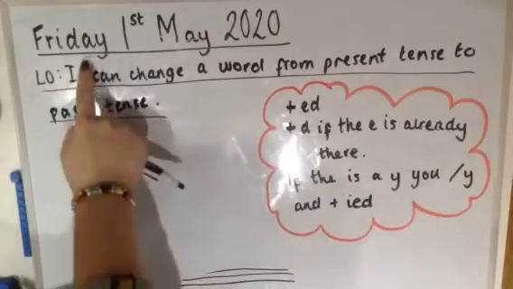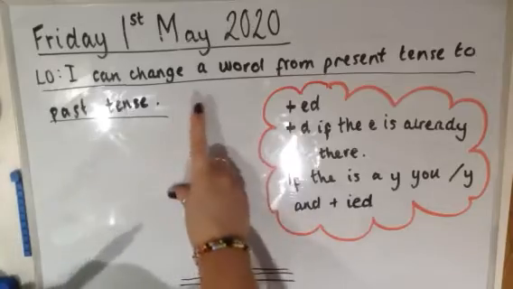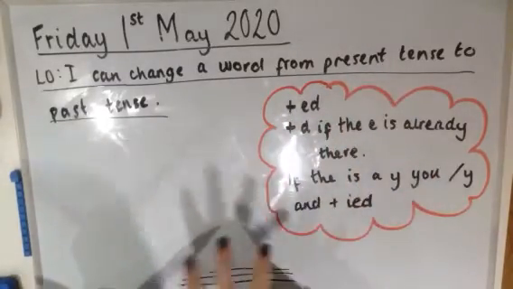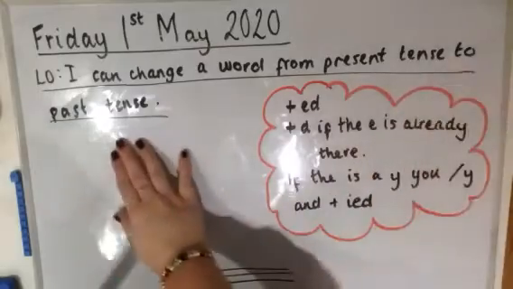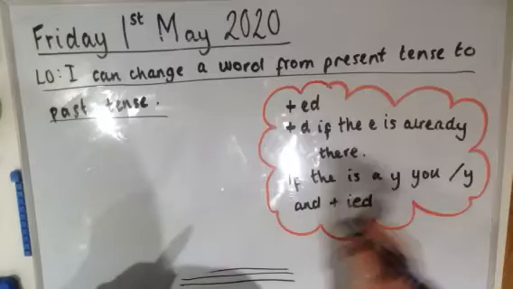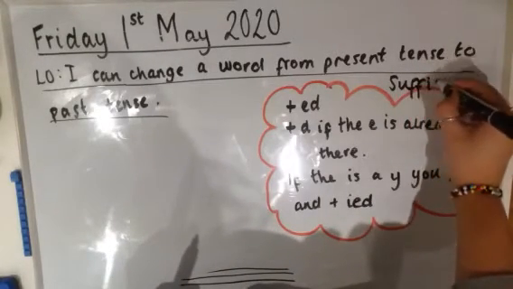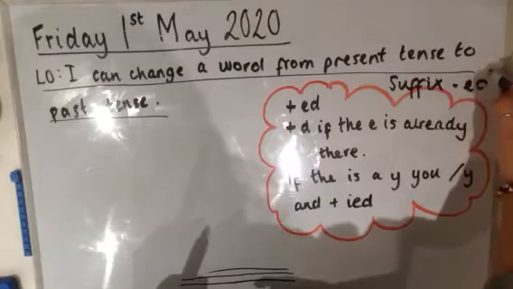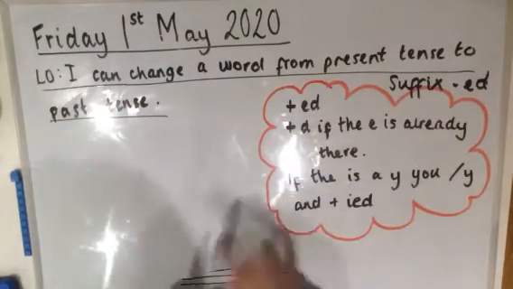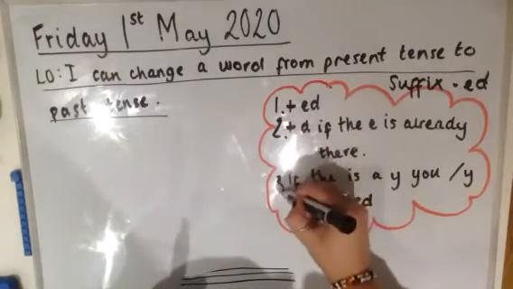Okay, so today is Friday the 1st of May 2020 and we will be looking at how to change a word from the present tense, so something that is happening right now, to the past tense, so that something has happened before. We are going to be looking at the suffix ed today. So I've put a few rules here. We have 3 rules. 1 rule, 2 rule, and 3 rules.